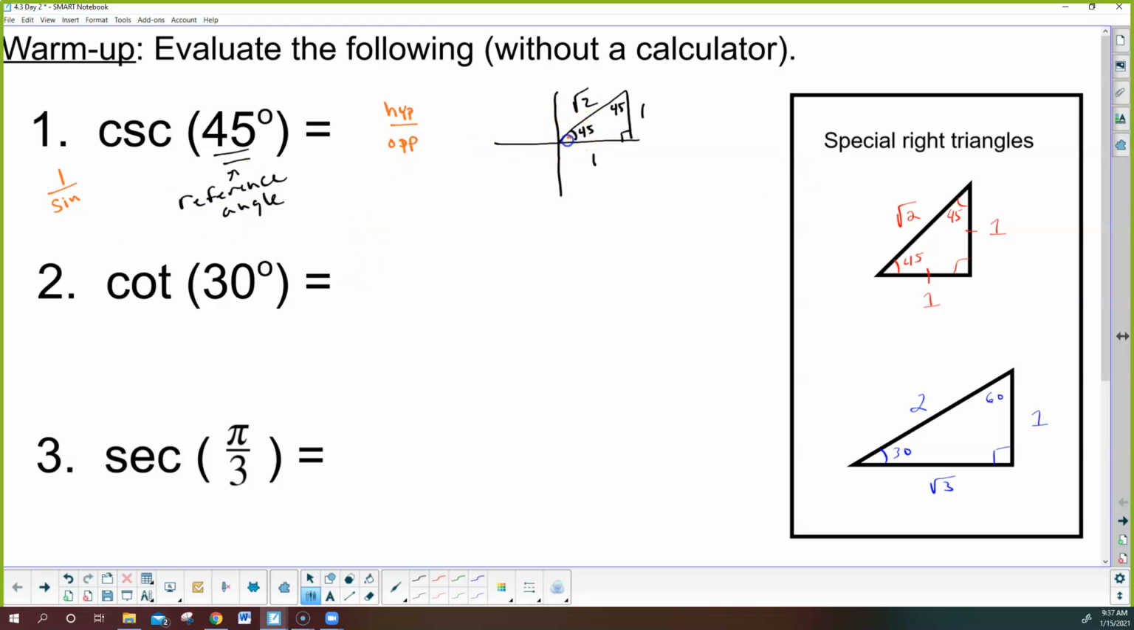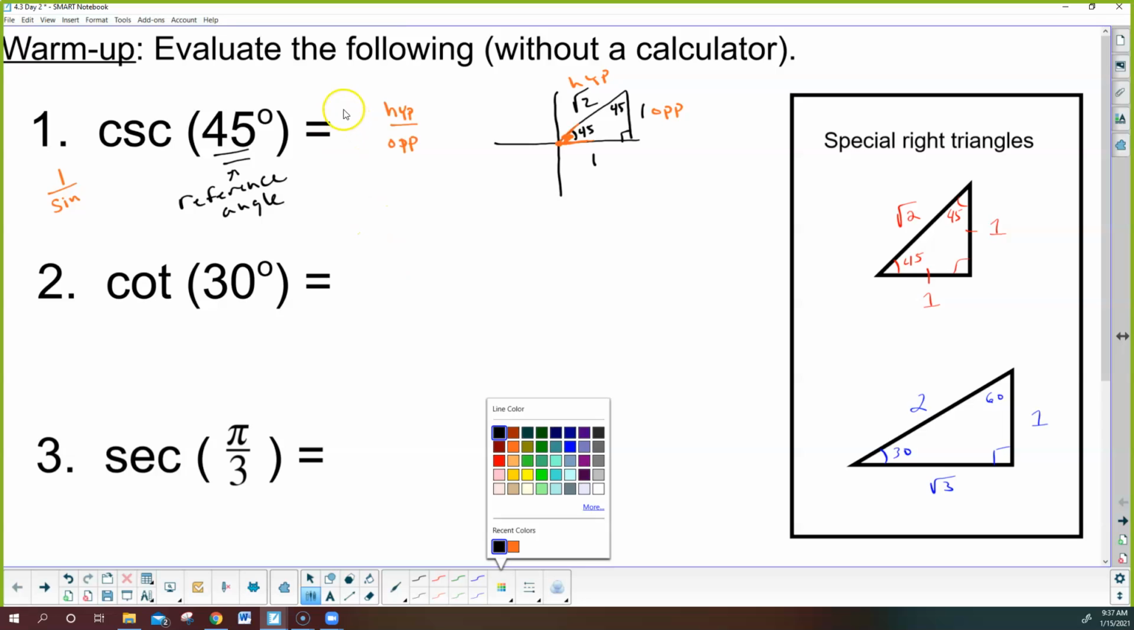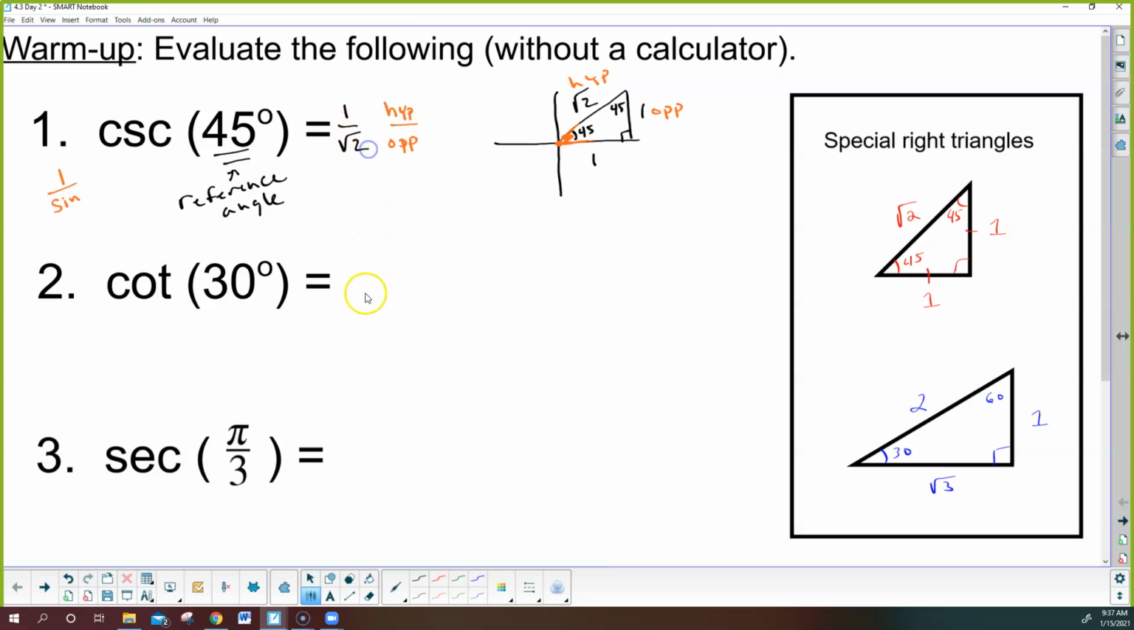So I'm going to follow my reference angle. The reference angle is always formed at the origin, and remember, it was from the initial side to the terminal side, and we're at 45 degrees. So the opposite is 1, the hypotenuse is square root 2. So then my answer would be 1 over square root 2.